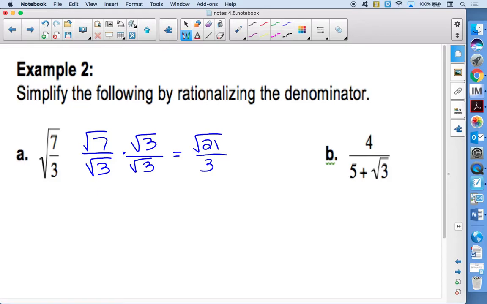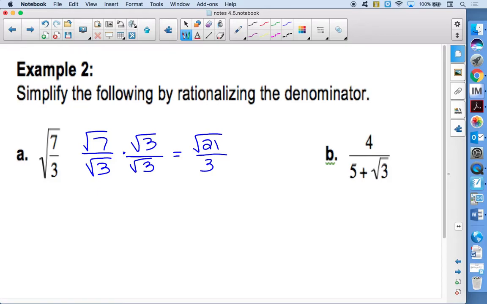What do you think? A square root is different than a whole number. We don't know if the square root of 21 is divisible by 3. So you can't really divide it by 3 unless you actually calculated the square root of 21, got a decimal, and then divided it by 3.